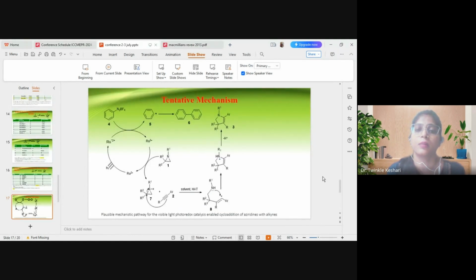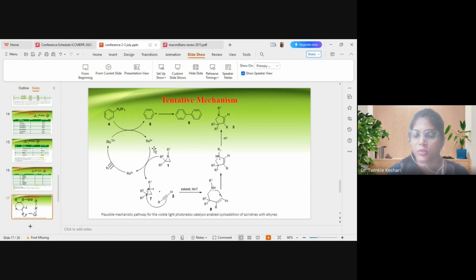Now we can come to the mechanism. In the presence of visible light, the ruthenium photocatalyst first gets excited to ruthenium star 2+, which is then oxidized by the phenyl diazonium salt to ruthenium 3+. So this is an oxidative quenching cycle.